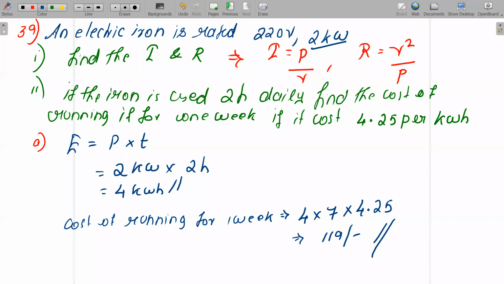See, energy is nothing but 4 kilowatt hour, right? Electric energy, you got that. So 1 week means 7 days. Hence 4 into 7. Per day it is nothing but 4.25. So you multiply that and you got the answer. Is it okay?